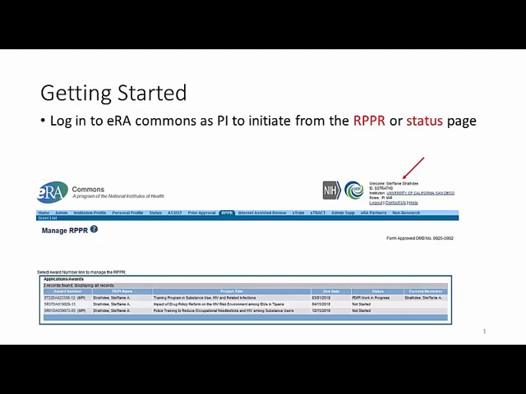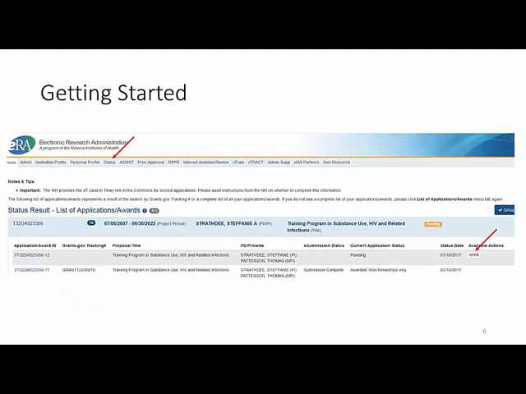It's through ERA Commons. I know this sounds really basic, but some people may not know that. So for an NIH RPPR, you're going to go into ERA Commons. The PI is the one that has to actually initiate the RPPR. This is a screenshot of a PI logged in. They can either go through RPPR and find the particular grant they're working on and click on that, or they can go through status and click on RPPR that way. So there are two pathways for them to initiate it.